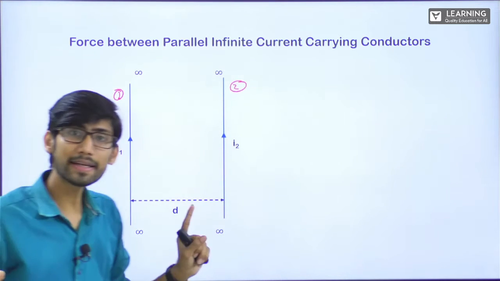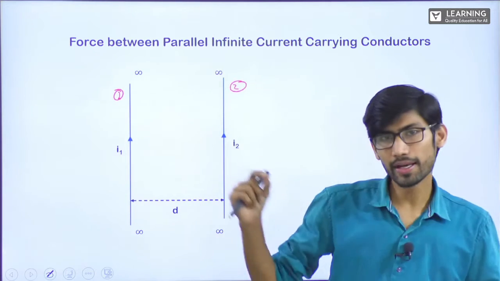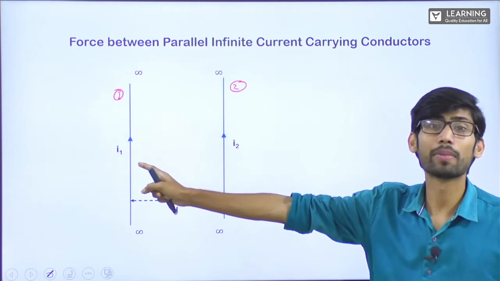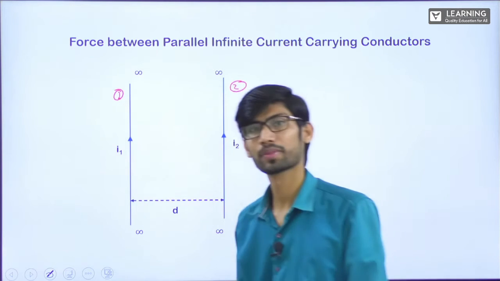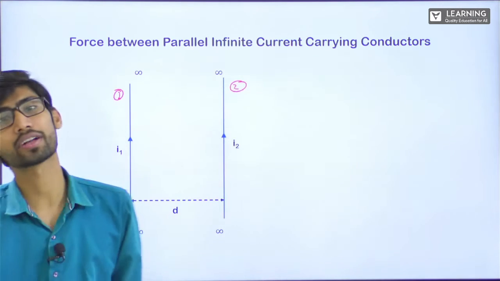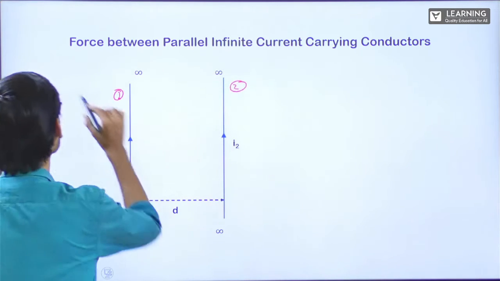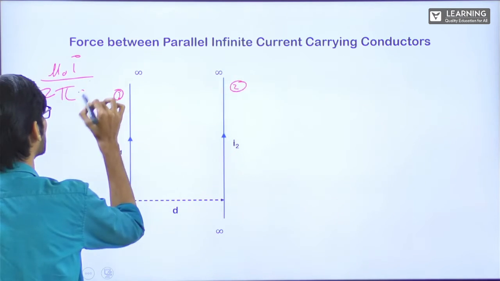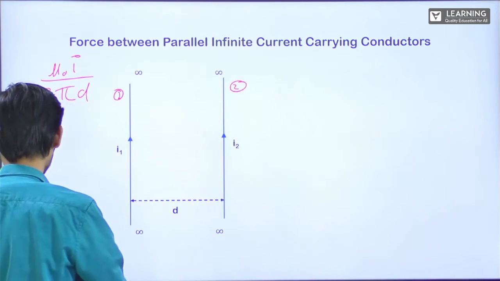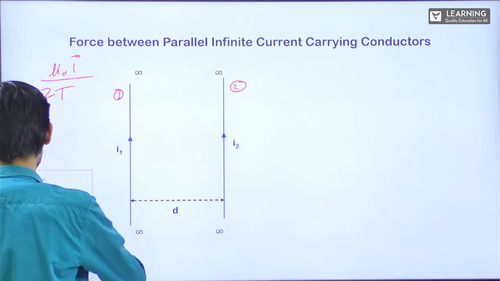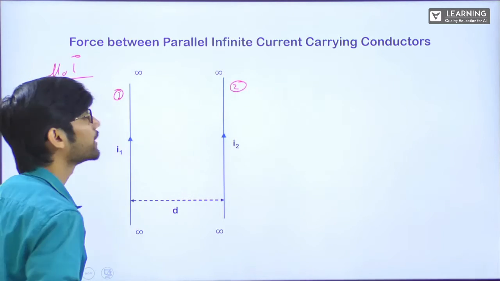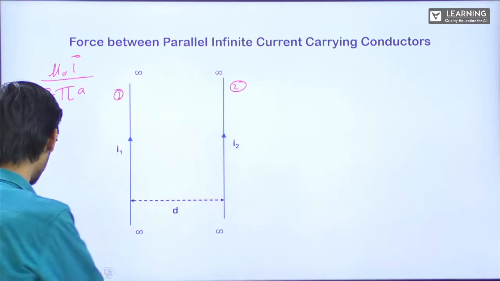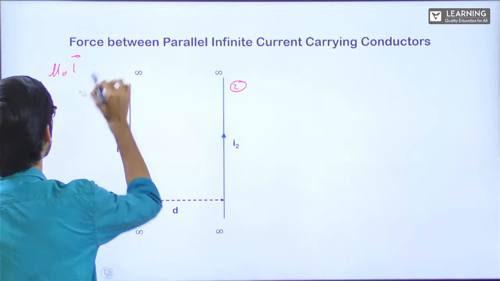Now we have studied that if there is a wire in which current is flowing, that wire will produce a magnetic field around it. Remember? Magnetic field due to an infinite straight current carrying wire is mu naught I upon 2 pi D. The formula you have studied was mu naught I upon 2 pi A, correct? Where A is the perpendicular distance from this wire.